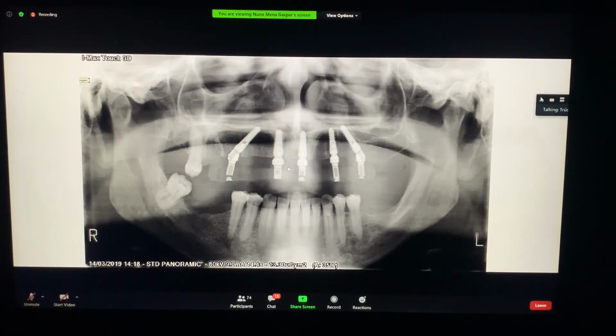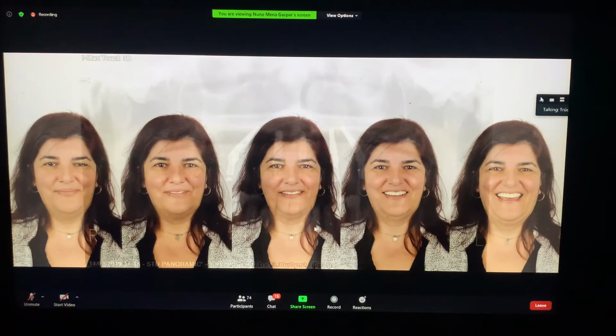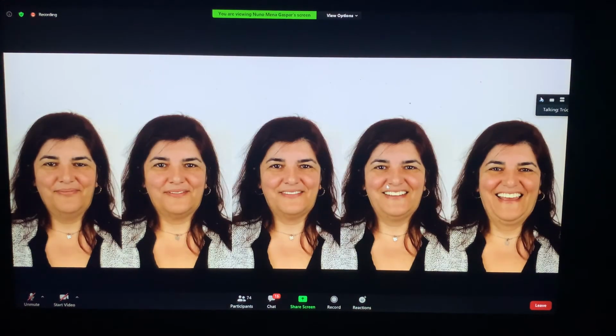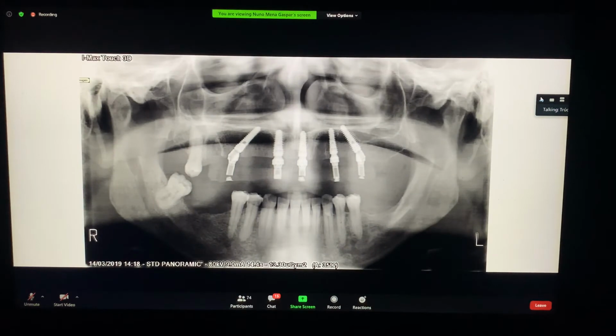And I want to ask a question, like any difference between the threads, like Nobel Active, they also have deep threads, but what is the difference between Nobel Active and Enrich?